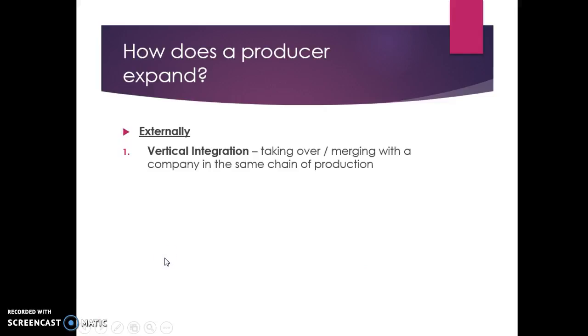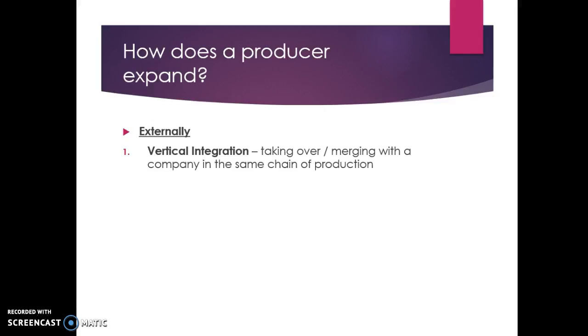Externally, firstly, vertical integration. So taking over or merging with a company in the same chain of production, whereby you've got primary, secondary, and tertiary. Primary being those organisations that extract raw materials from the earth. Secondary being those organisations that take the raw materials, process them, and add value to them. And tertiary being the final stage, whereby they either offer a service with those now adapted raw materials, or they sell those adapted raw materials to the customers.